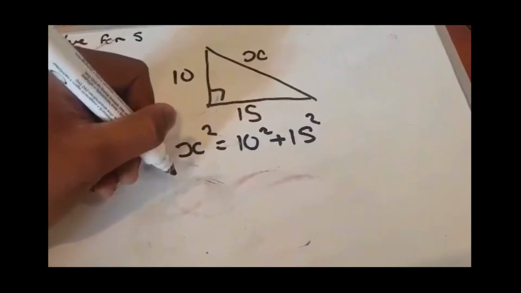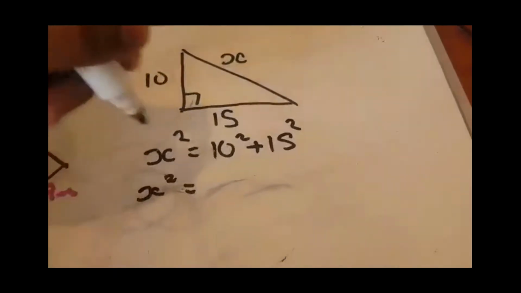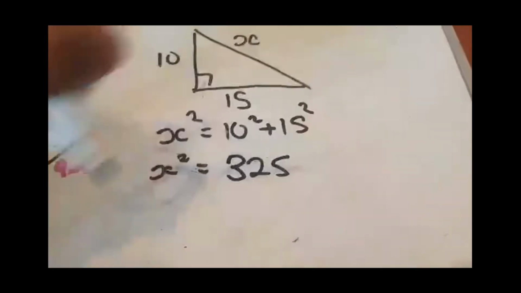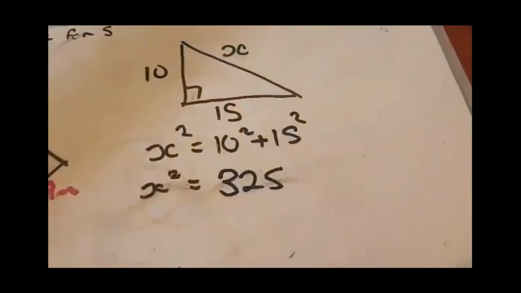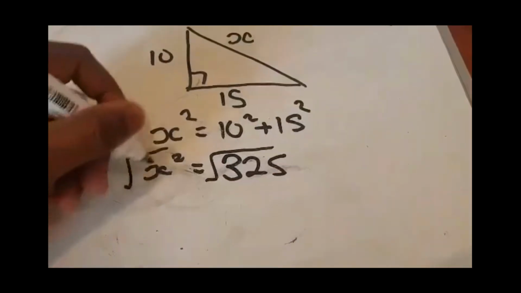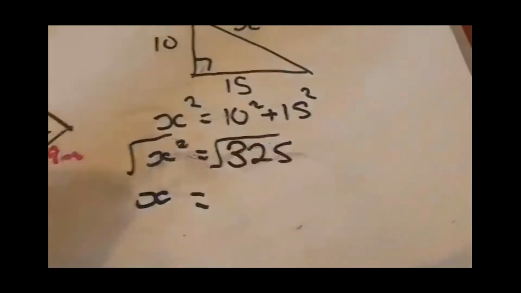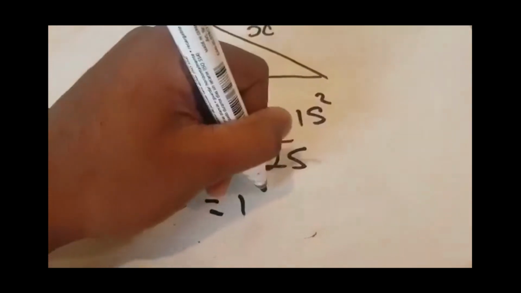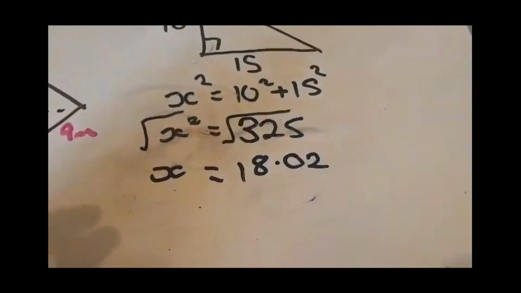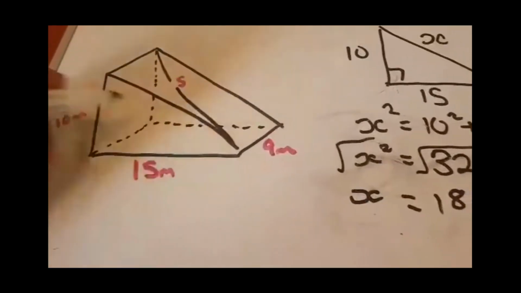So then x squared equals 325. Once you do that, you have to square root both sides. So you square root this side, and you square root this side. So then that gets rid of the square. So it's x equals, I think it's like 18.02. That is your x, okay? So that's this amount. This amount, okay?